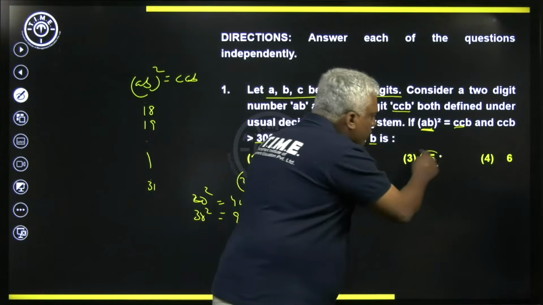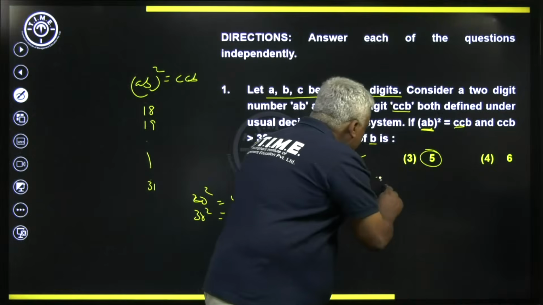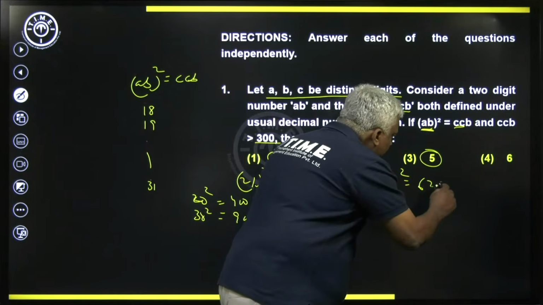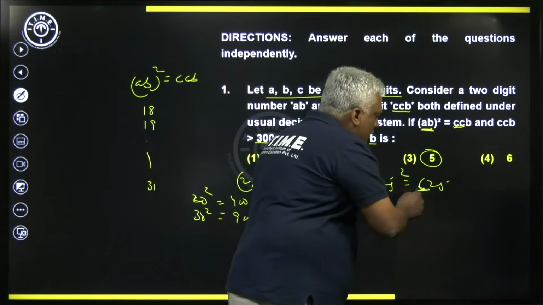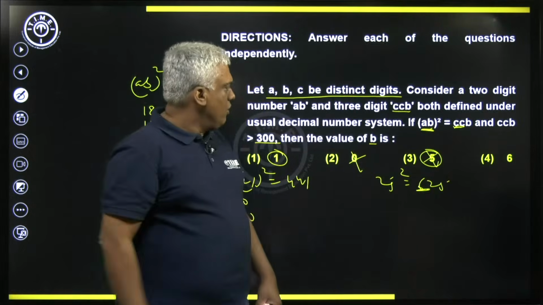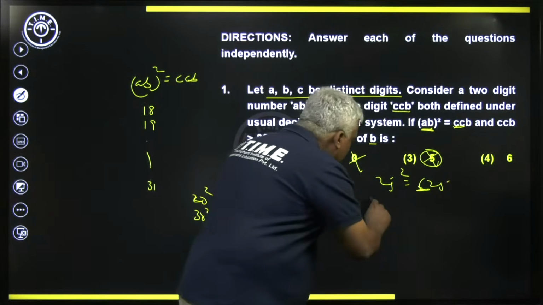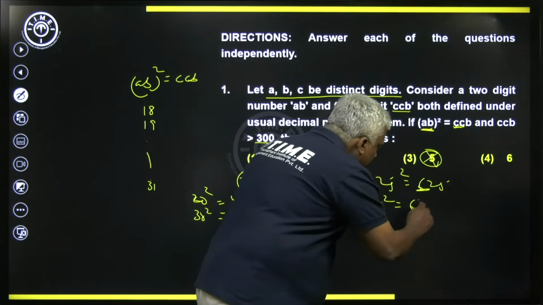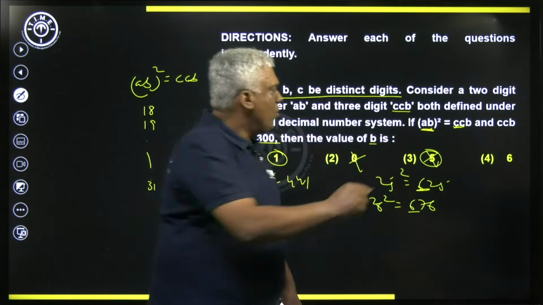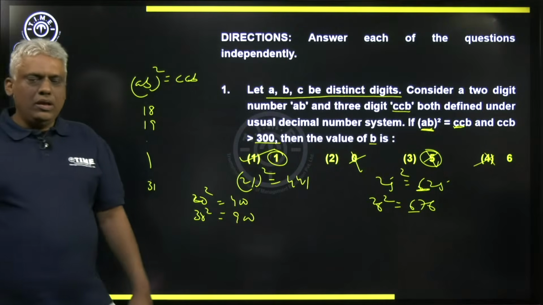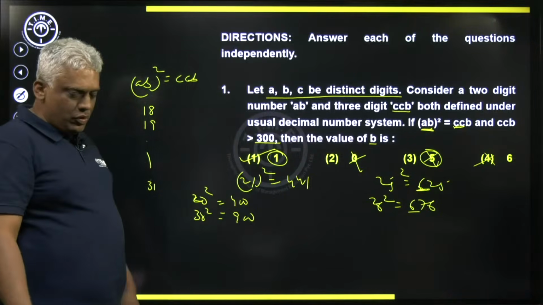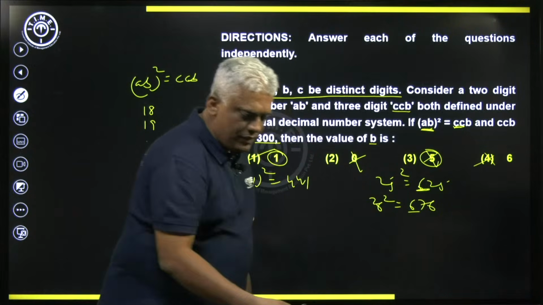What about 5? 5 will be 25. Now 25 square is 625. It's not in this form CCB, these two digits are not the same. It can't be 5. What about 6? We have 26. 26 square is 676. Again, it can't be 26. Obviously, the answer is option 1. So I hope this is clear. We can go to the next question.